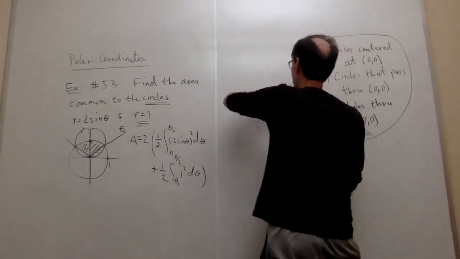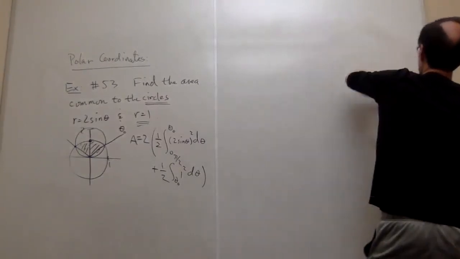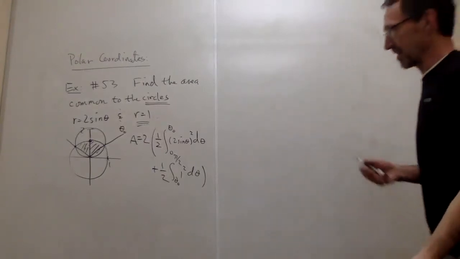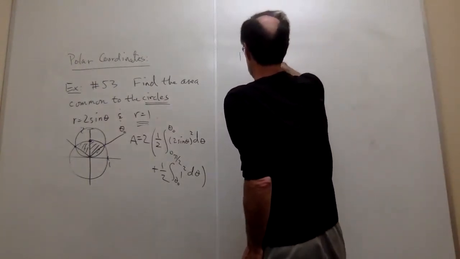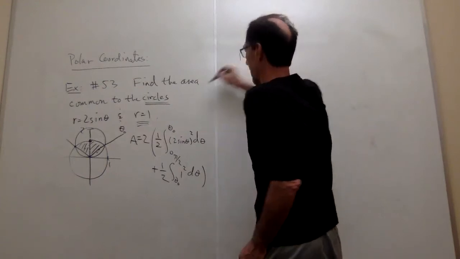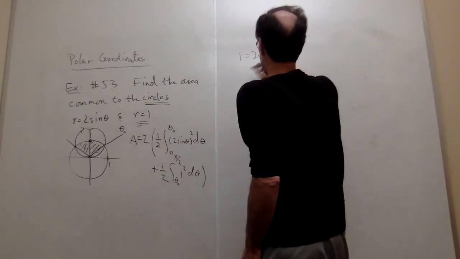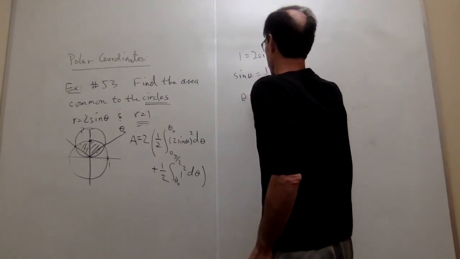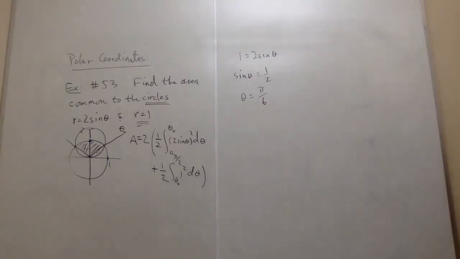So we need to find the angle. At the intersection point, both curves are the same distance away from the origin, so very likely they have the same r value. So if we set those r's together, 1 must be the same as 2 sine theta. And so sine theta equals 1/2. And looky there, they gave us a really wonderful number. We're in the first quadrant, so theta 0 is pi over 6.